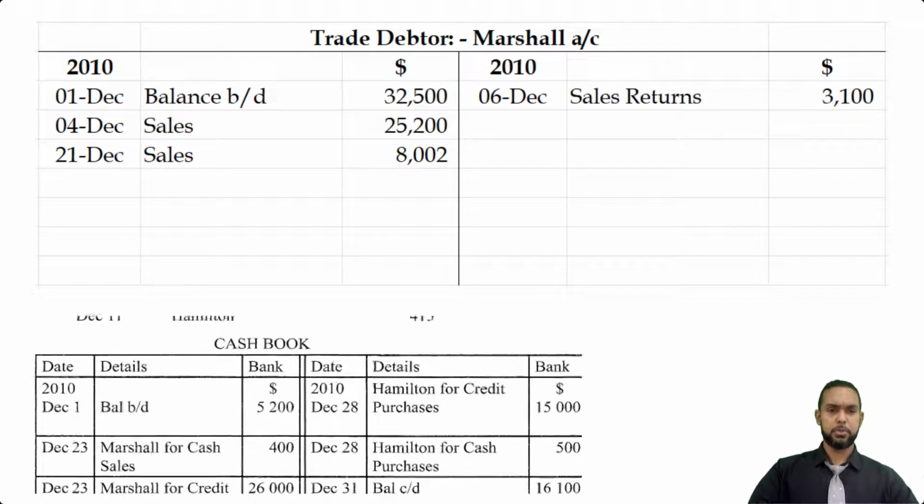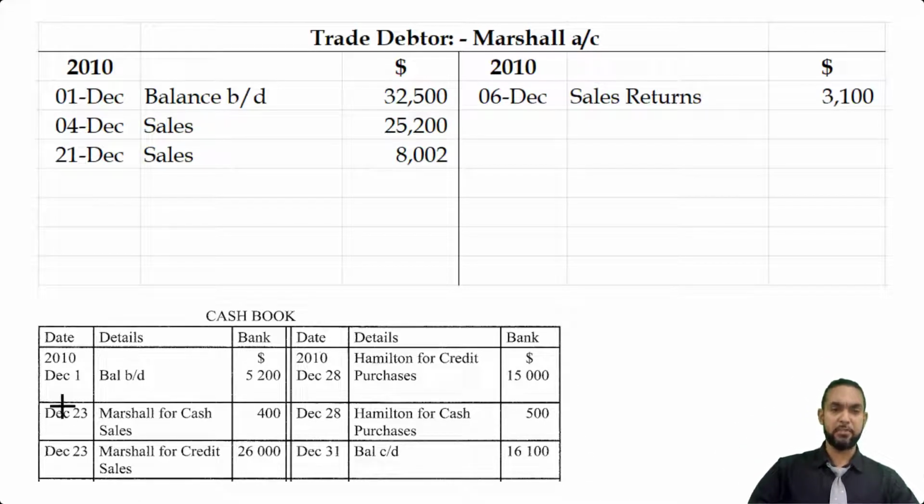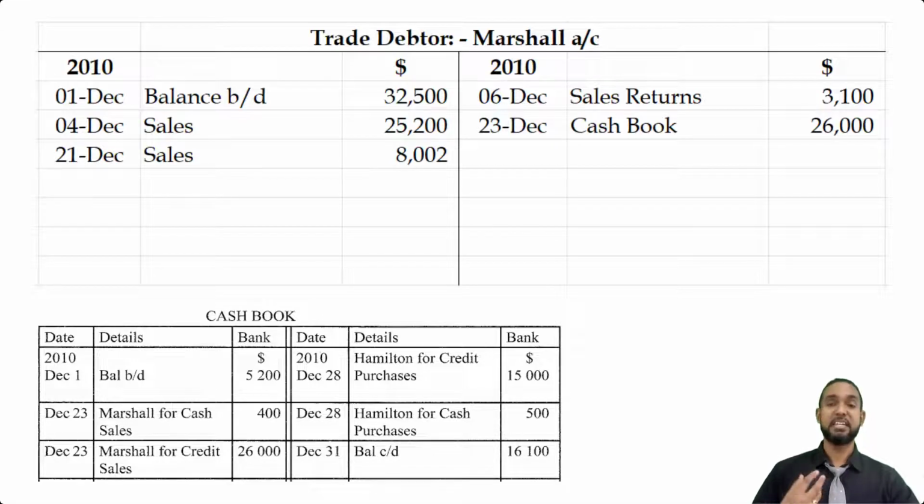We also saw Marshall paying us some money. Now, we have 2 sets of payments here, and this would have caught a lot of students. The only payment that is relevant to Marshall's debtors account is for credit sales of $26,000, right? So we're going to put that in on the credit side because, of course, when Marshall pays us back, Marshall is reducing the amount of money owed to us. That's a reduction or a decrease in an asset. And to record a decrease in an asset, we have to credit the assets account, right?